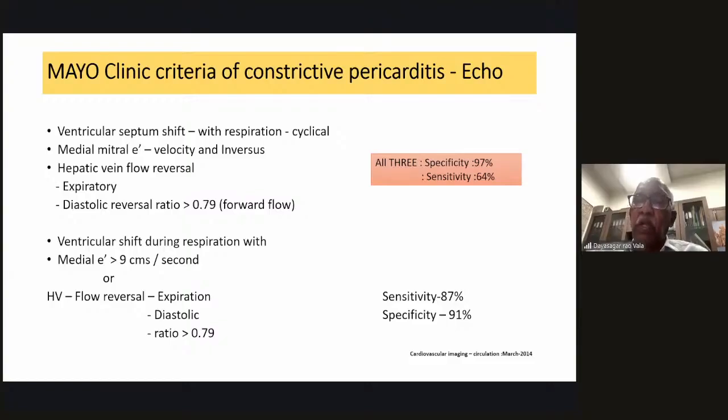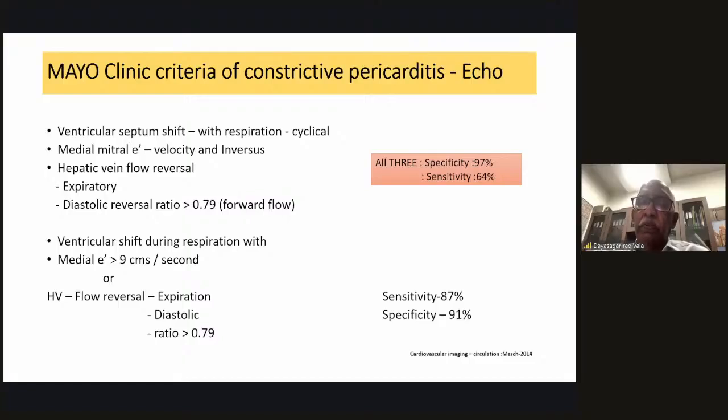But if all three are abnormal, there's no need to do anything else. You can send the patient straight away for surgical intervention. But by and large, what happens in practice is we have only 2 out of the 3.